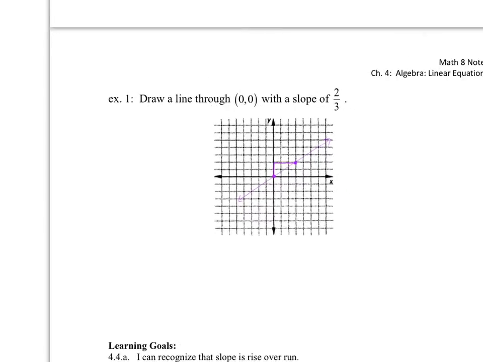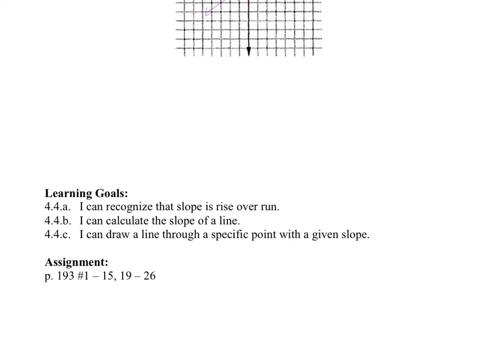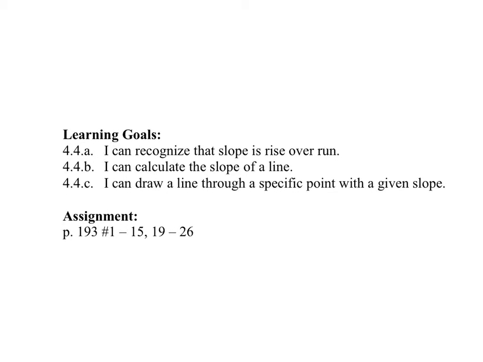All right, so that's drawing a line. So 3 things that I want you to be able to do. Can you recognize that slope is rise over run? How far up and how far over? Or how far down and how far over? Can you calculate the slope of a line? So you're given a line and you need to tell me what the slope is. So you're looking at the points on there. How far did you go over? How far did you go up? Put it in your rise over run. And then can you draw a line if they're given a certain point? Make sure your line goes through it. Draw it.